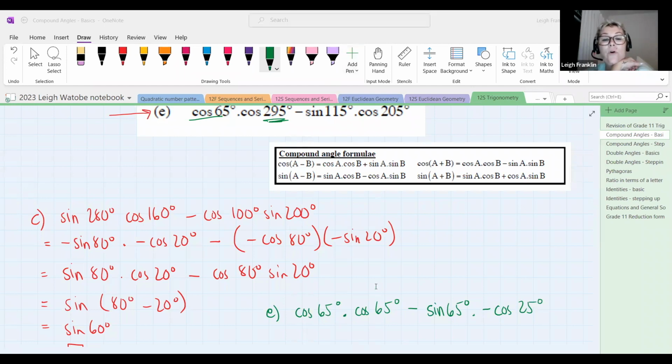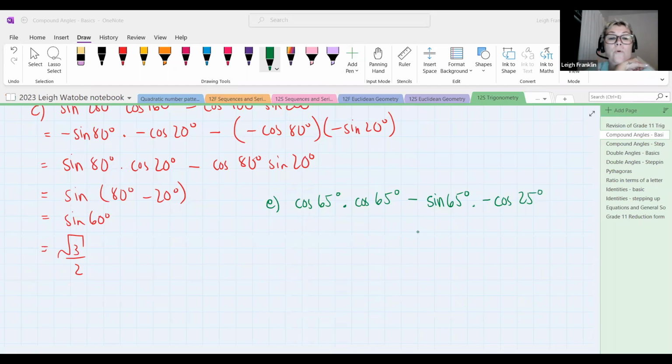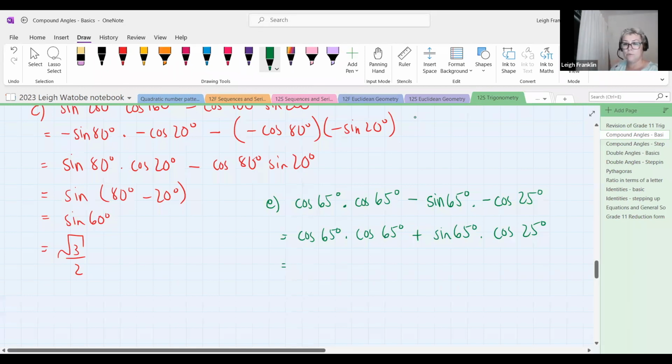Okay, so now that we've got this far, we've got cos 65, cos 65. A negative times a negative is a positive. So I'd write there plus sine 65 cos 25. Okay, now what are your ideas? What can we do here? All right, so a whole bunch of people put their hands up. Kamogelo, go for it. Yours was up first. What would you do here, Kamogelo?